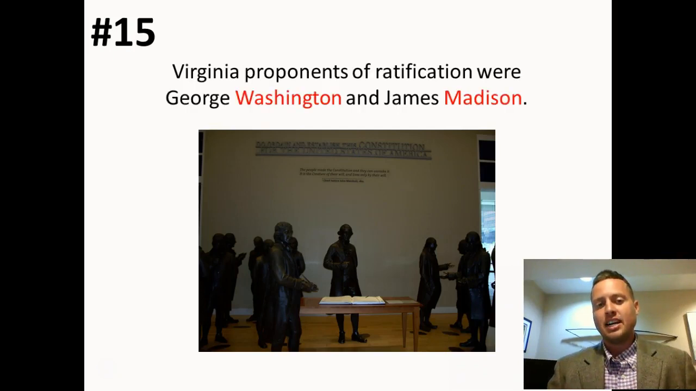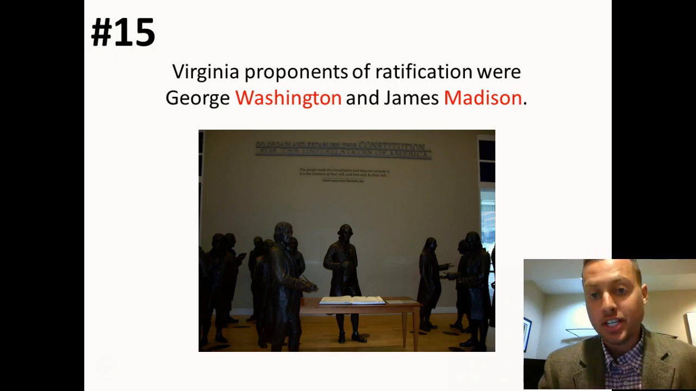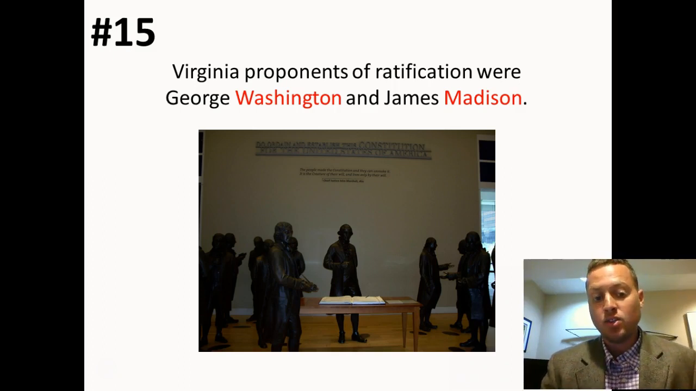Here comes the other side. Oh, I'm sorry, real quick. Who were the big Virginia Federalists, the big proponents, meaning we want ratification? George Washington, of course, because he was the president of the Constitutional Convention, and James Madison, of course, because he was the father of the Constitution. So it just makes sense that they would want to have the Constitution get ratified.